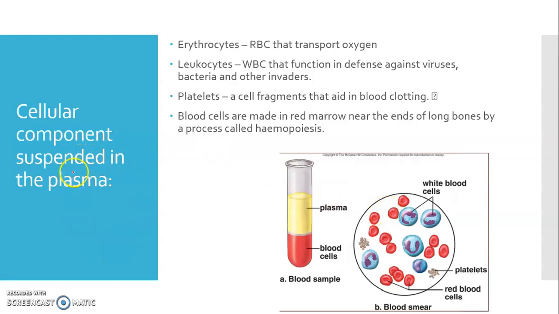Okay, we go briefly to the cellular components in the plasma of the blood. It consists of the erythrocyte or RBC, whose main function is to transport oxygen. And then the leukocyte or white blood cells are used for defense against viruses or any microorganism or any foreign substance. And then the platelets are actually cell fragments that are used for blood clotting. The blood cells are actually made in the bone marrow, as I already mentioned, through the process of hemopoiesis or hematopoiesis.